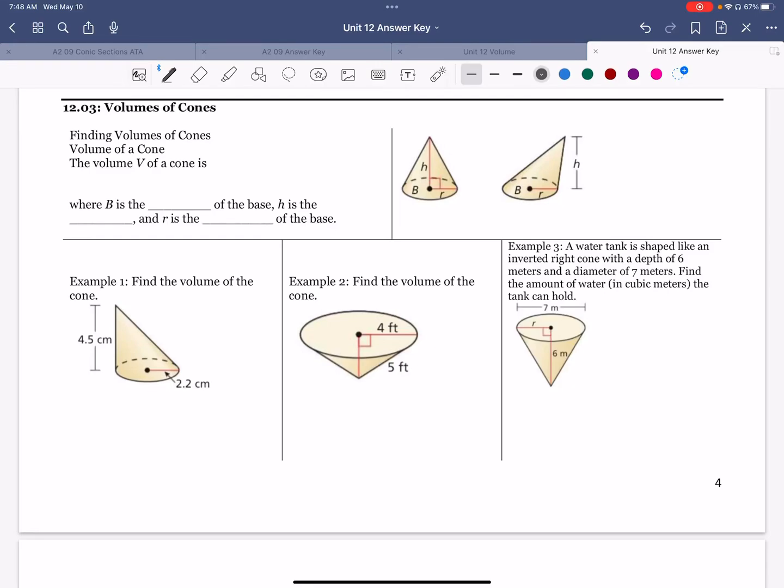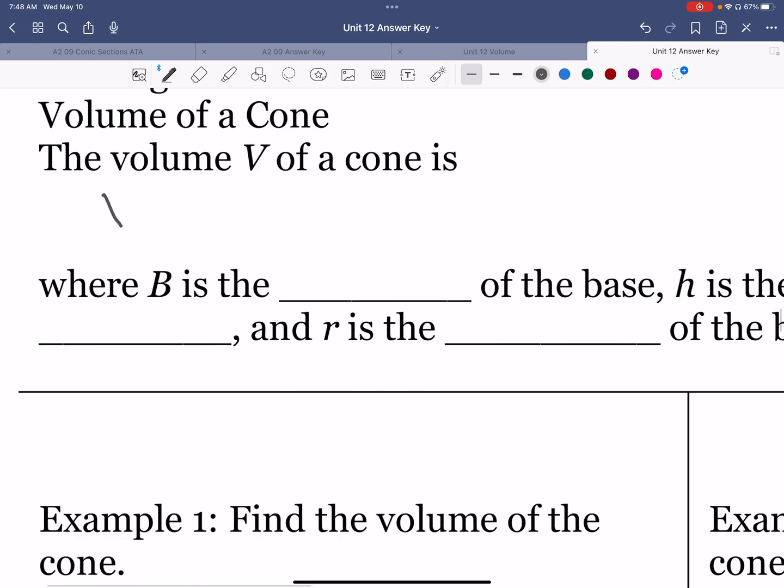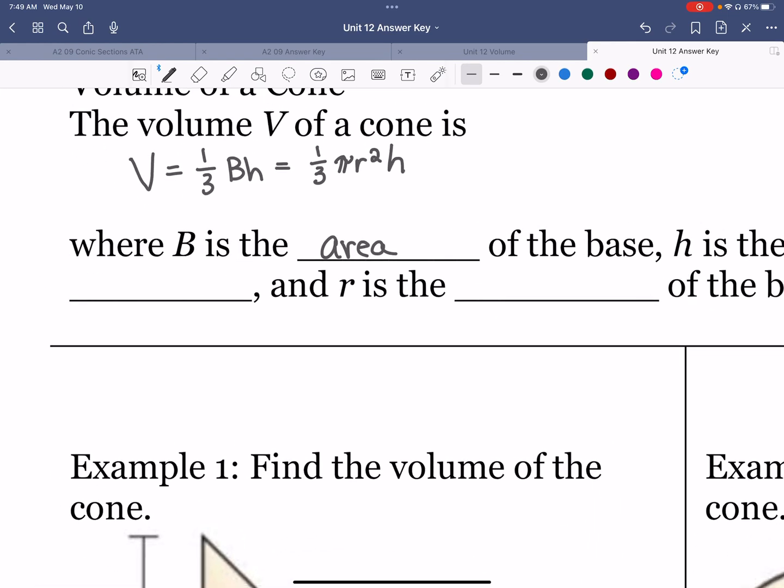This is section 12.3. We're talking about volume of cones. So coming over here, my volume formula is the same as my pyramid volume formula. The only difference here is I already know pi r squared is always going to be the base area of my cone. So B stands for area of the base, H stands for the height, and R is the radius.